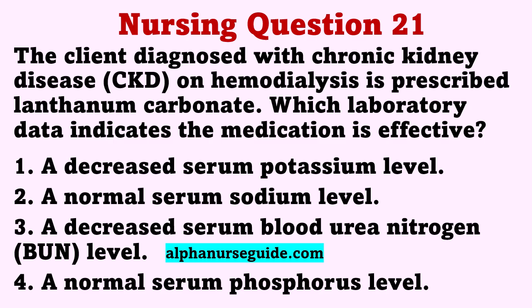The correct answer is 4. A normal serum phosphorus level. Lanthanum carbonate, an electrolyte and water balancing agent, decreases phosphate absorption in the intestines, and the phosphorus is excreted in the feces. A decreased potassium level indicates the dialysis is effective, but not that the medication is effective. This medication does not affect sodium level. A decreased BUN level indicates the dialysis is effective, but not the medication.